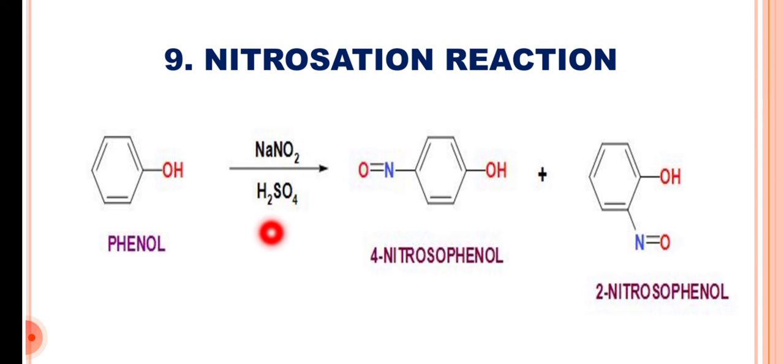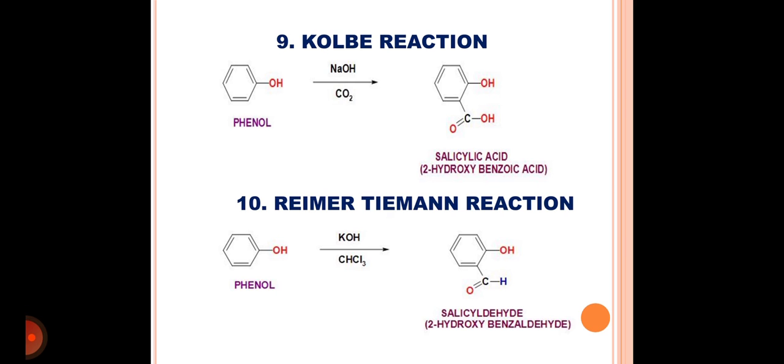One important point is that this sodium nitrite is used here to generate nitrous acid, that is HNO2, which is not isolated but is obtained in situ, that means during the reaction. That nitrous acid gives the nitrosonium ion as the electrophile, which then attacks on the most active para position to form 4-nitrosophenol. The next reaction is the Kolbe reaction.